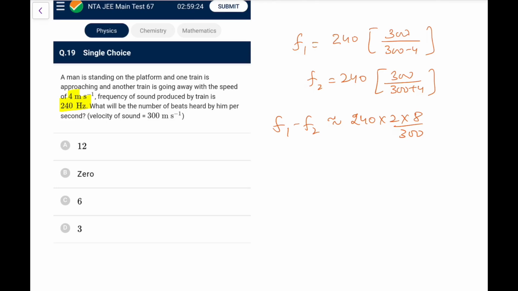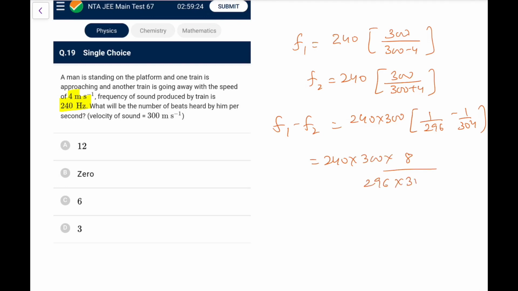Okay, 2 into 4, sorry, 8, I already did this. Or let's do it, I don't usually apply that formula. Let me derive it for you, because I don't know if you remember that or not. So taking 240 into 300 as common, what are we left with? 1 upon 296 minus 1 upon 304. So what it is? 240 into 300 into 8 upon 296 into 304.